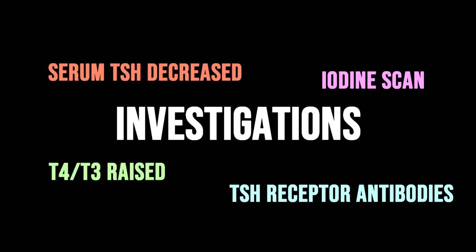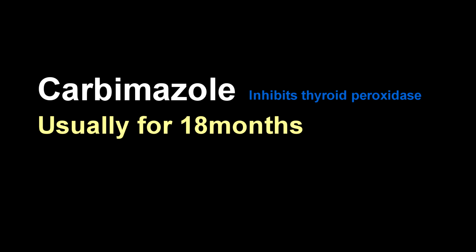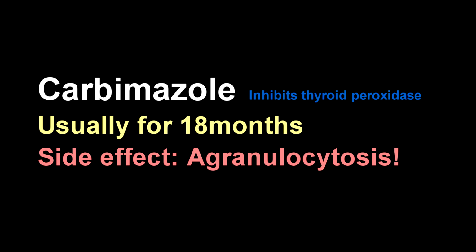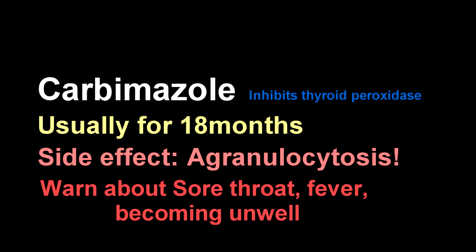So if we talk a little bit about the management of hyperthyroidism, the main choice of drug is carbimazole. This is a drug which inhibits thyroid peroxidase, and this works pretty well, about a 50% cure rate, normally treated for 18 months. Important note about carbimazole, one of the side effects is agranulocytosis, so you have to warn your patients if they get a sore throat or fever or become unwell that they must see a doctor as soon as possible.